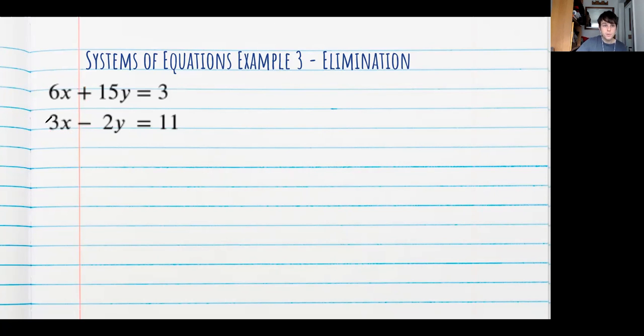We eliminate the x variable. So what we need to do is multiply this equation by something so that we get a -6x here. That's easy enough. If we want to make this into a -6, we need to multiply by a -2. So I'm going to multiply the entire equation, both sides, distributing to everything, multiplying it by -2. So let's go through that. We get -6x. -2 times -2y is going to be +4y. -2 times 11 is -22.